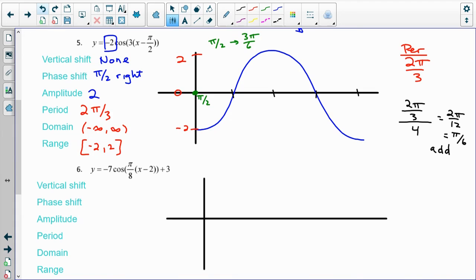So I start at pi over 2, I add pi over 6, that ends up being 4 pi over 6, which I can reduce to 2 pi over 3. 4 pi over 6 plus another 1 is 5 pi over 6. Plus another pi over 6 gives me 6 pi over 6, which I can reduce to pi. And then I add another one and I get 7 pi over 6 for my final spot.